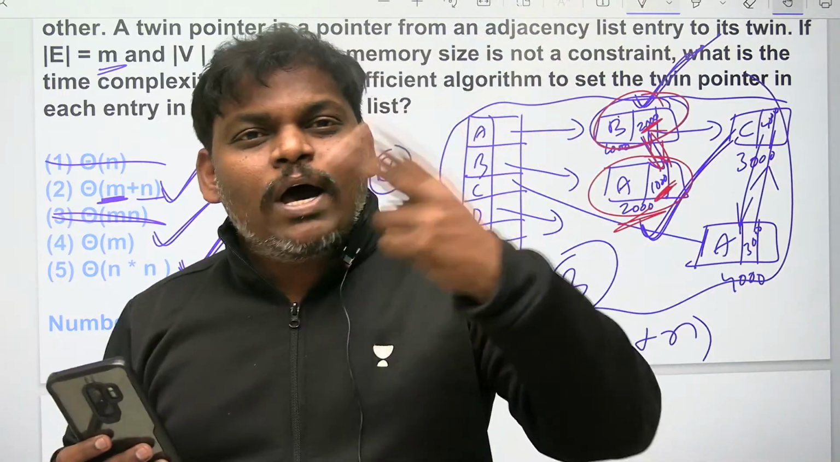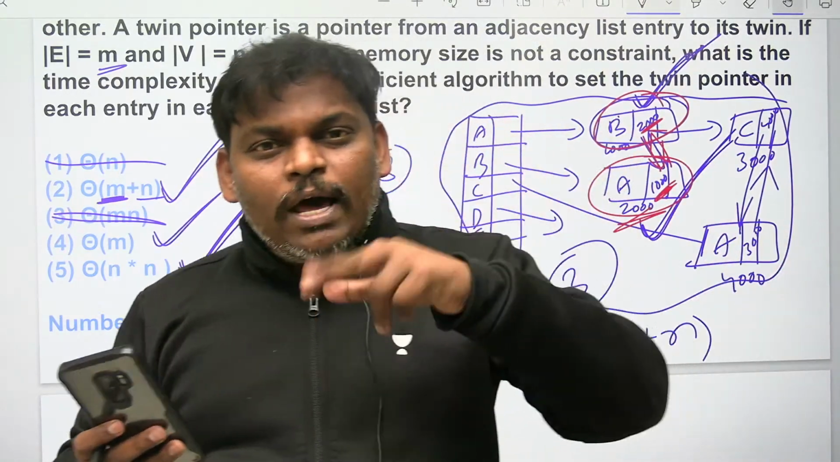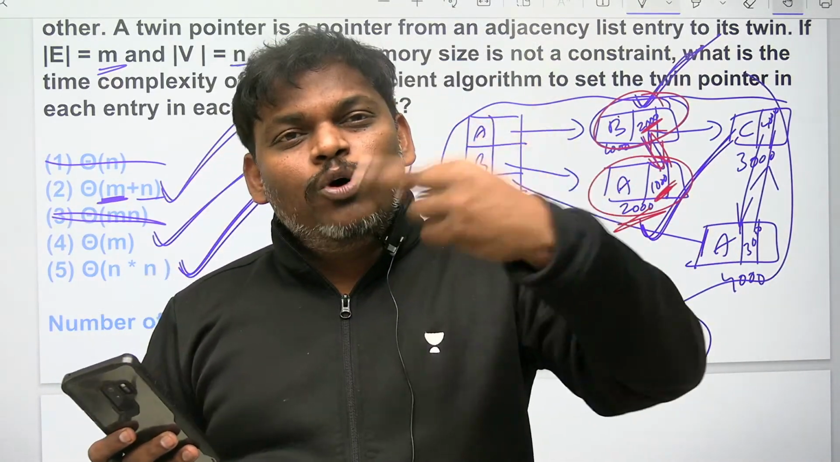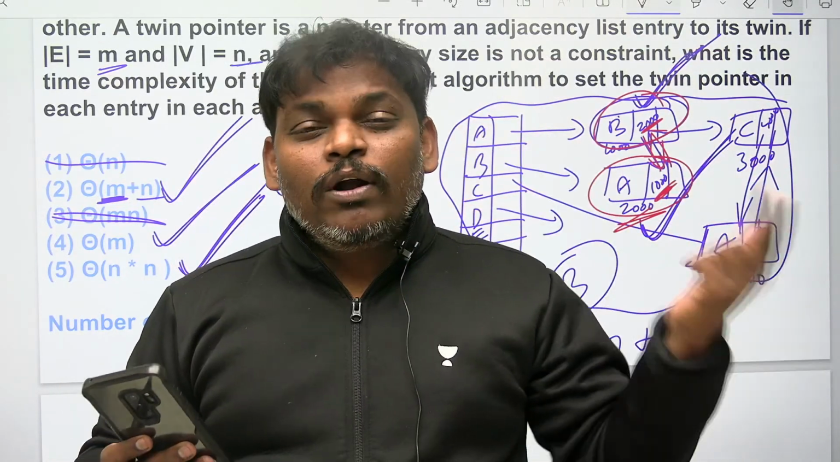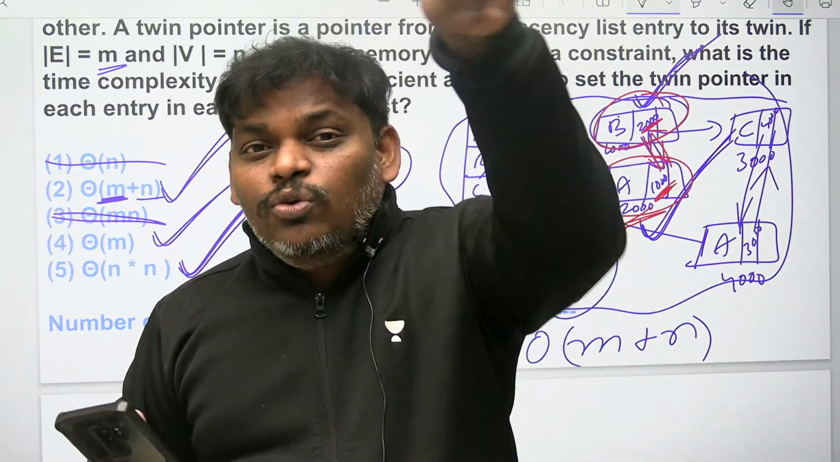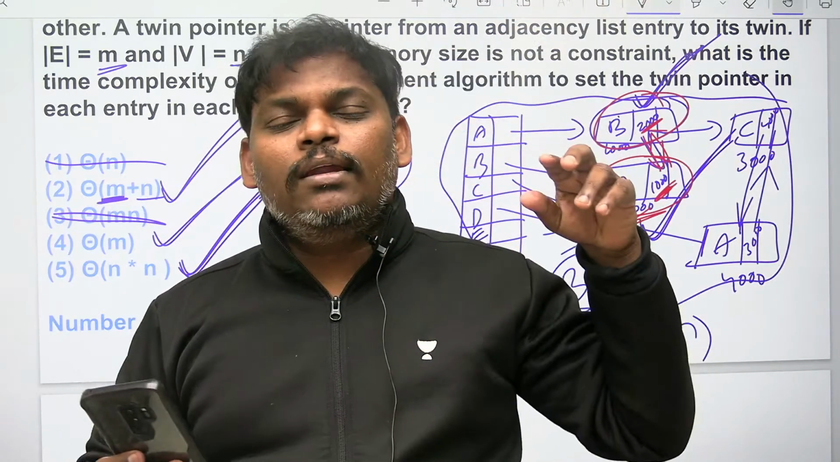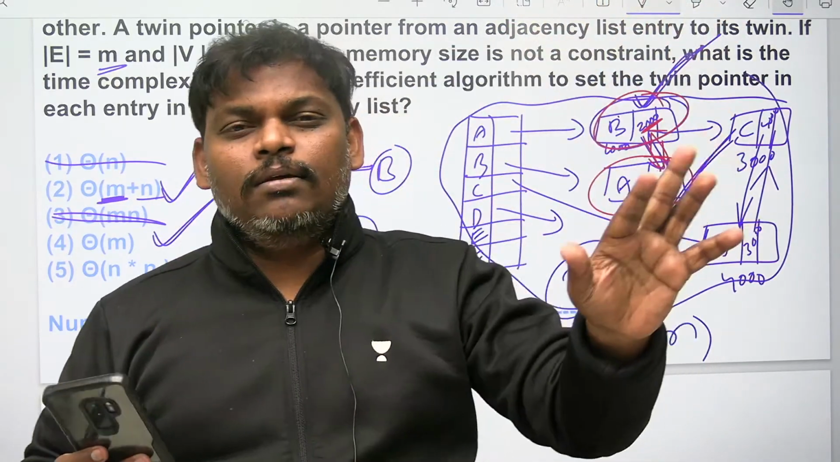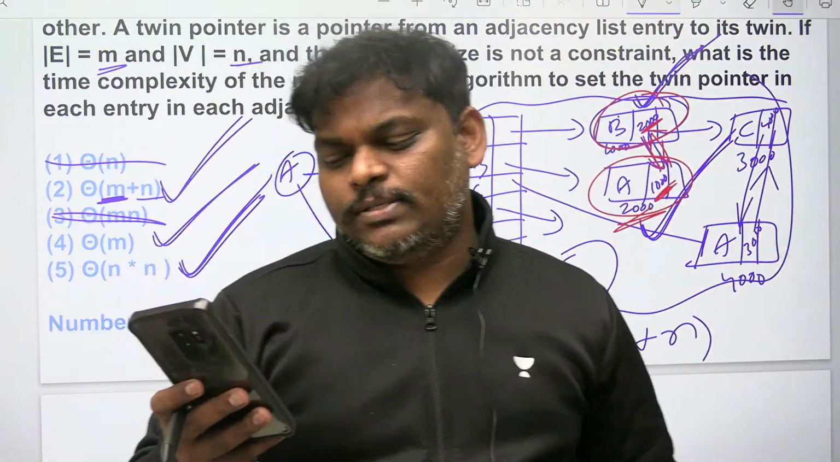Suppose we two are adjacent. Then we both are called twins of each other. What is the meaning of twin pointer? At you, my address is there. At me, your address is there. That is called twin pointers.